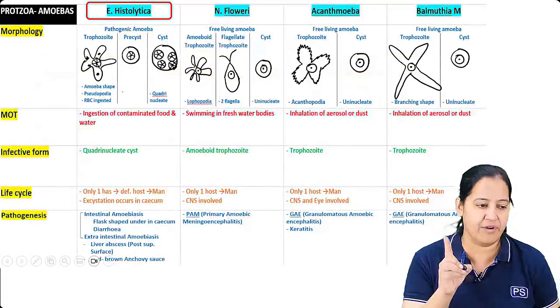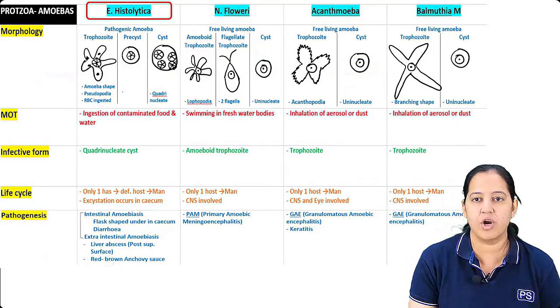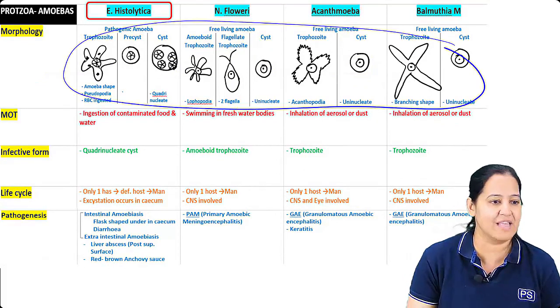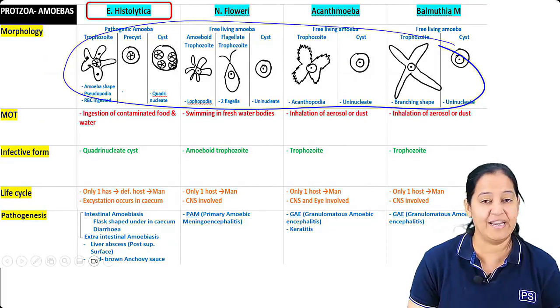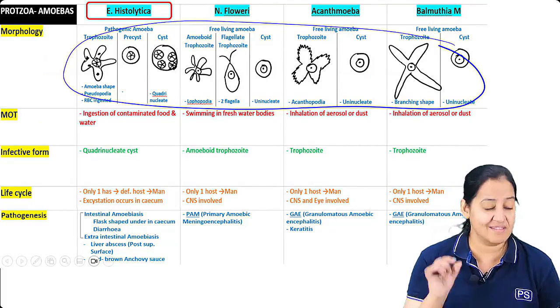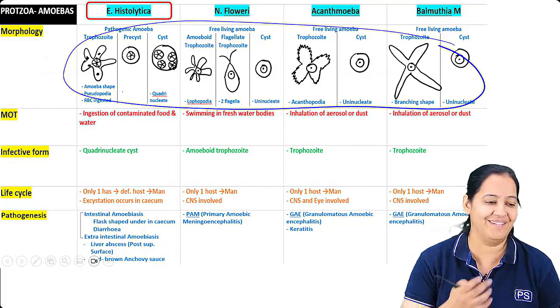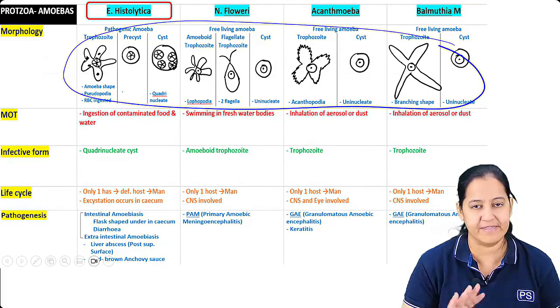This is a chart I have already given you. In your chart, this column is filled or empty. I don't know. I guess this is empty. If it is empty, you can draw with me. I have given it empty intentionally because in face-to-face classes, I ask the student to draw and show it to me. If you wish, you can draw. Otherwise, it is given in the notes.